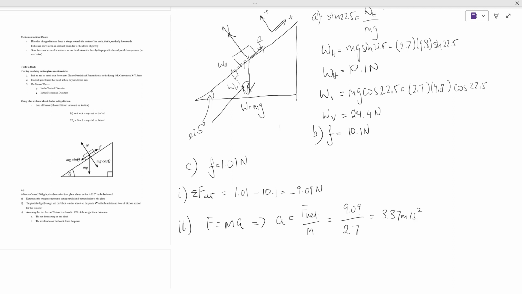So basically, if the frictional force hypothetically was only 10% of what it was before, obviously the block will start slipping because the horizontal weight component is a lot larger than that. It will start slipping. As it starts slipping, obviously it will start accelerating, and that is the acceleration. Well, hopefully that makes sense.